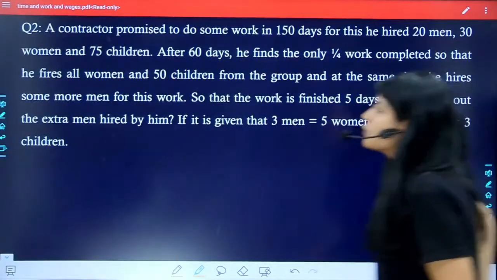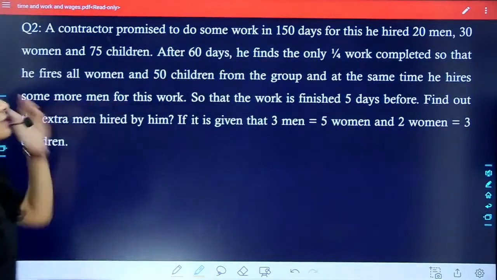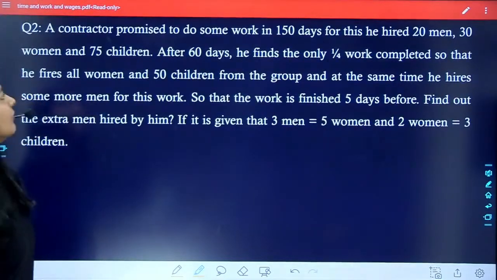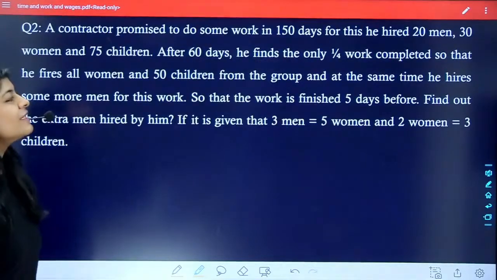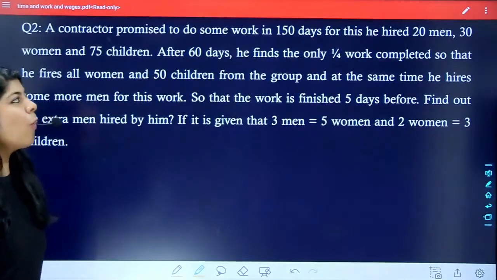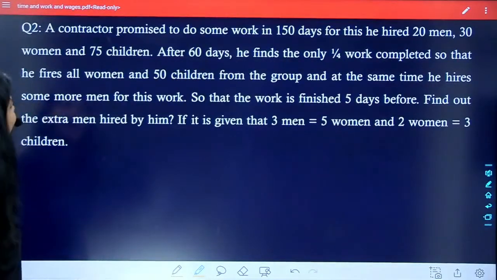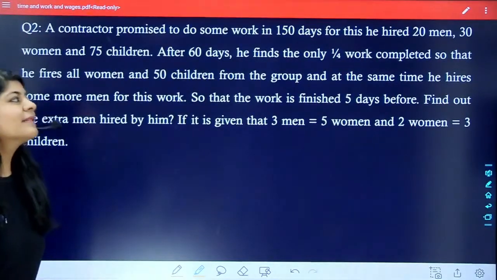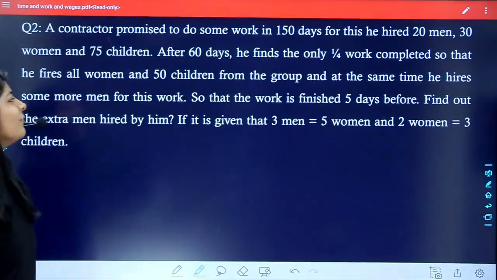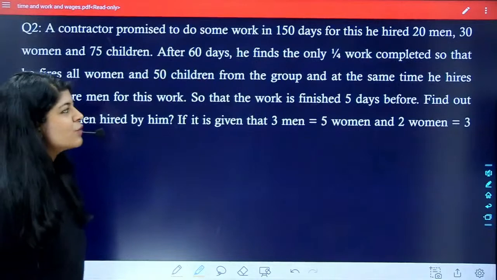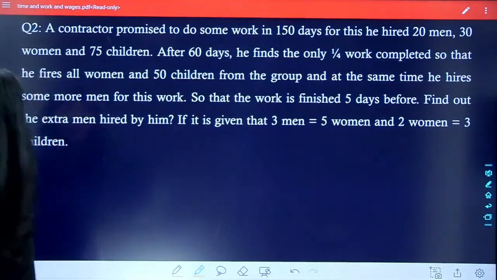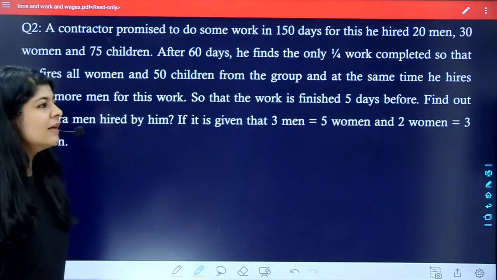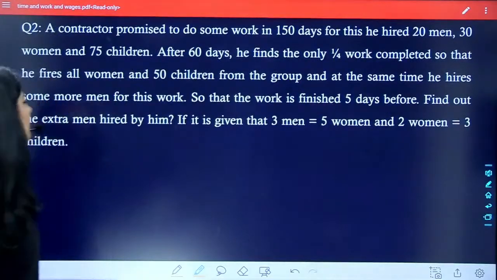Okay, so the question which we have is, a contractor promised to do some work in 150 days. For this, he hired 20 men, 30 women and 15 children. After 60 days, he finds that only 1/4 work completed, so that he fires all women and 50 children from the group, and at the same time he hires some more men for this work, so that the work is finished 5 days before. Find out the extra men hired by him. If it is given that 3 men is equals to 5 women and 2 women is equals to 3 children.